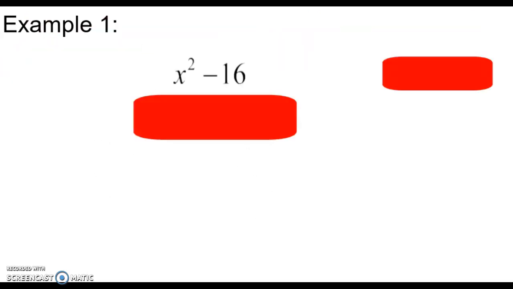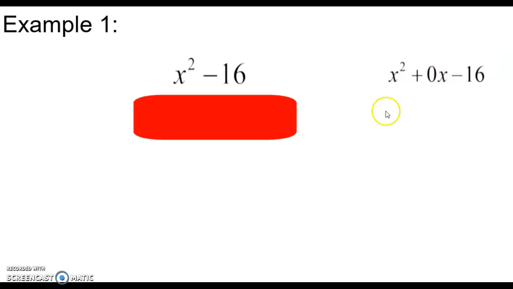First example here is x squared minus 16. Now, instead of using our special pattern, you could absolutely pretend there's that missing term of 0x in the middle, and look at what numbers multiply to negative 16 and add to 0. And that's perfectly fine, especially because since this is just an x squared, you can use that shortcut method. But also, it is a difference of two squares.